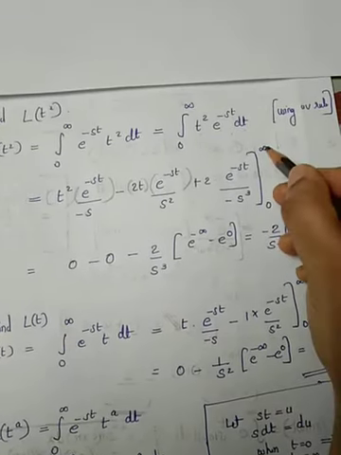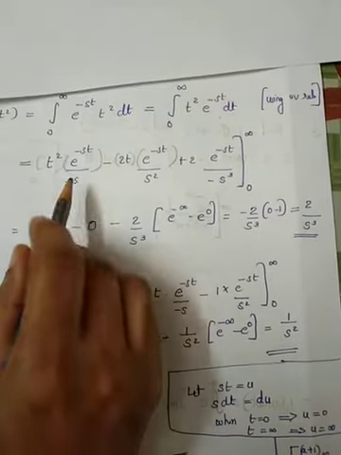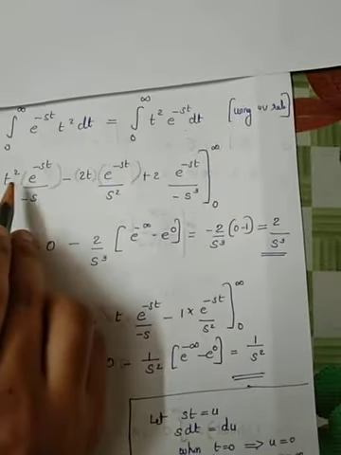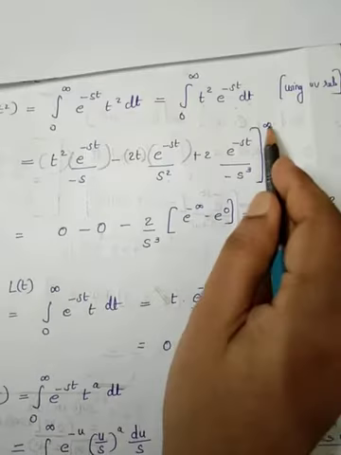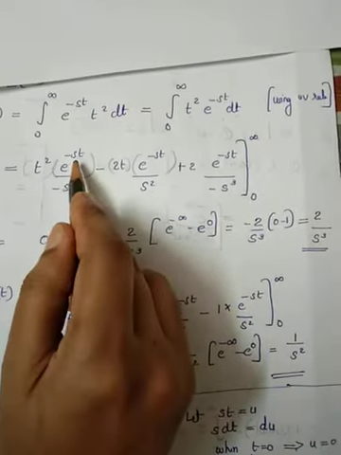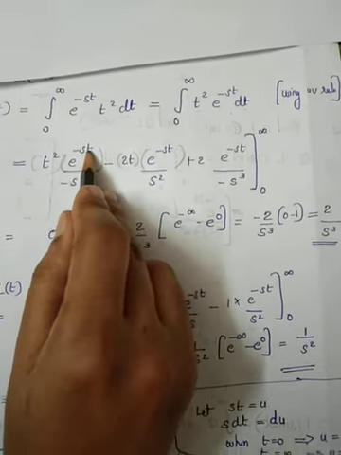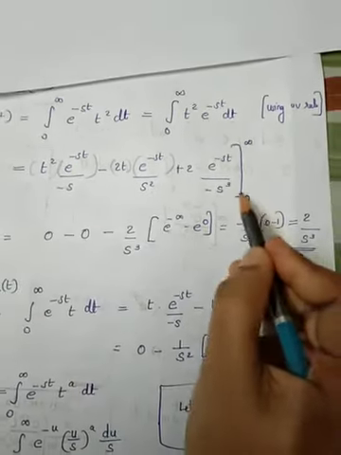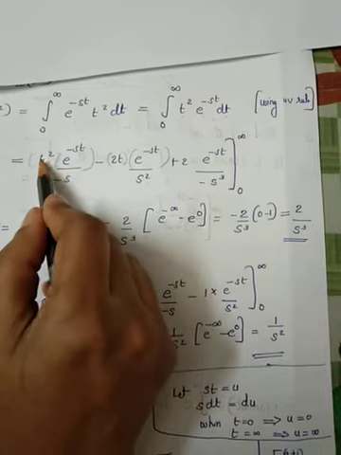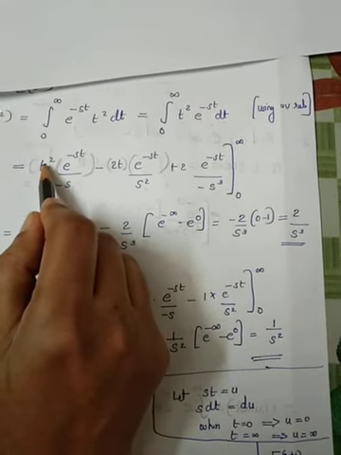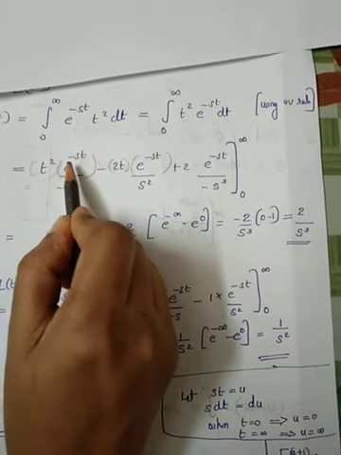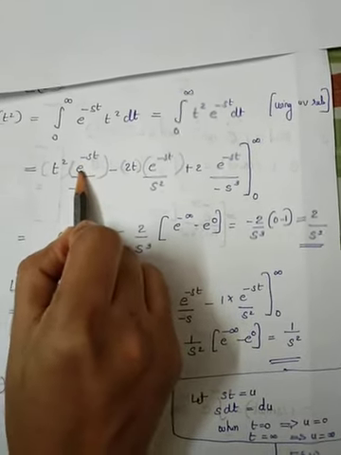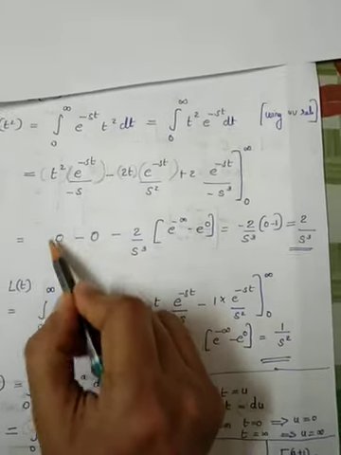Applying the limit 0 to infinity. Then applying the limit to the first term, that is t square into e raised to minus st divided by minus s. Applying the upper limit plus infinity, e raised to minus infinity is 0. And applying the lower limit, that is applying the limit to the variable t, lower limit 0, it becomes 0. Therefore upper limit is 0 and lower limit is also 0 for the first term. Therefore the first term becomes 0.